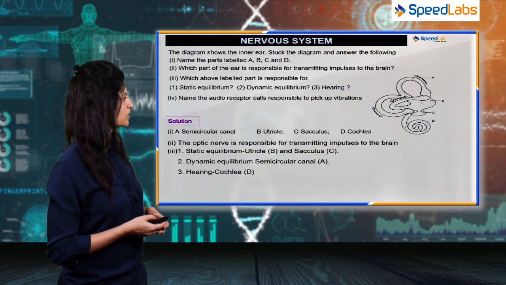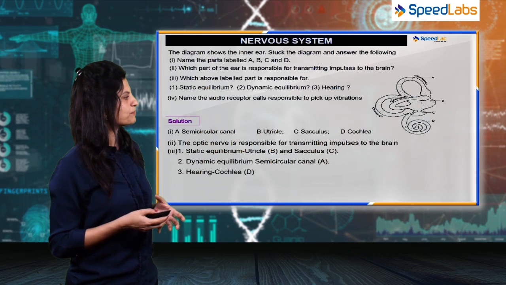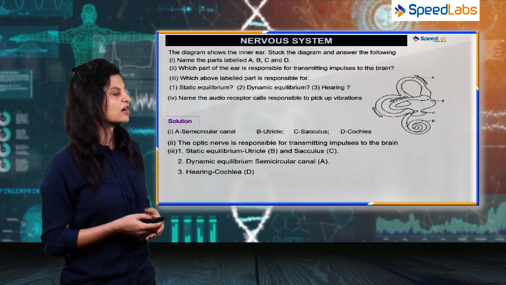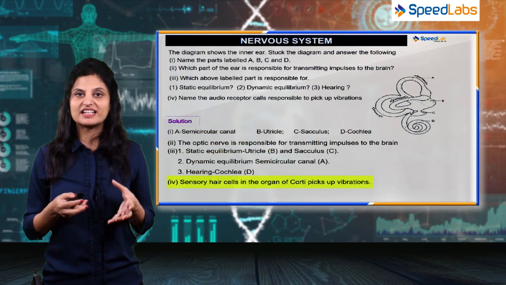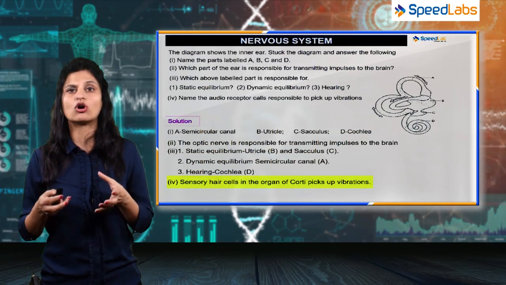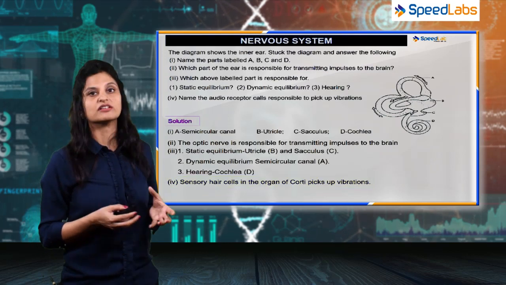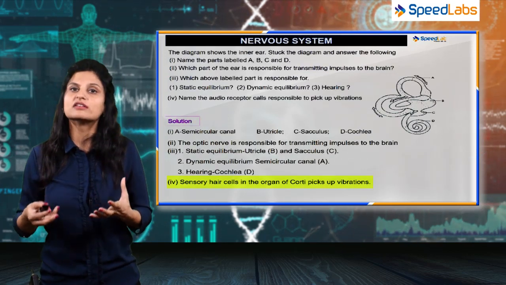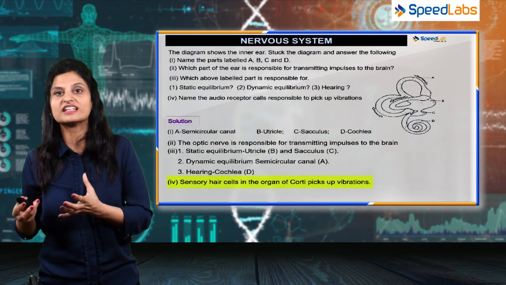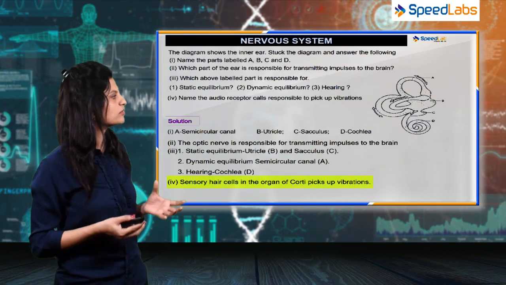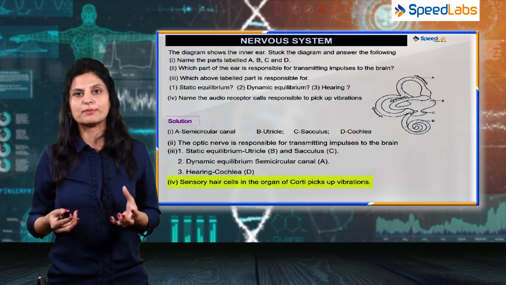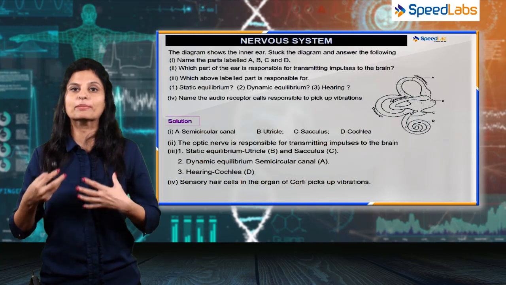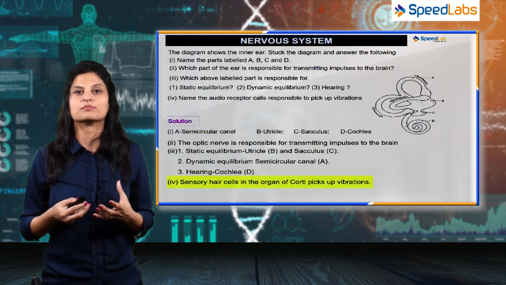And the last question is, name the audio receptor cells responsible to pick up vibrations. We know that there are sensory hairs in the cochlea which are called the organ of Corti. So the organ of Corti, located in the cochlea, which has the sensory hairs, is responsible for picking up vibrations and sending them to the auditory nerve so that the brain perceives it.